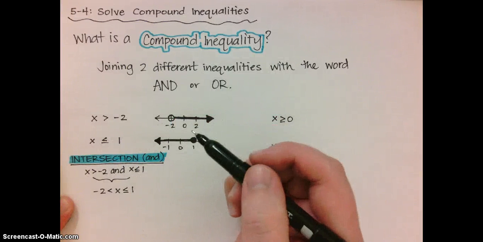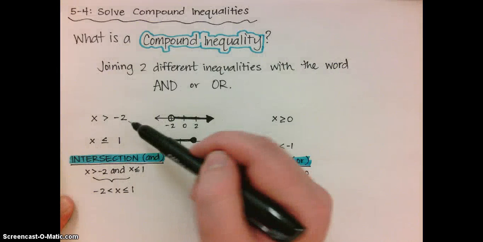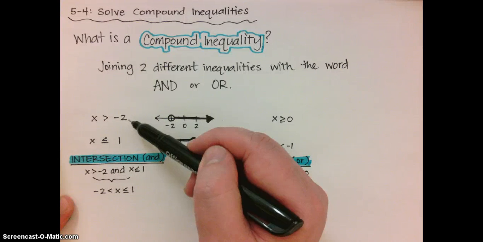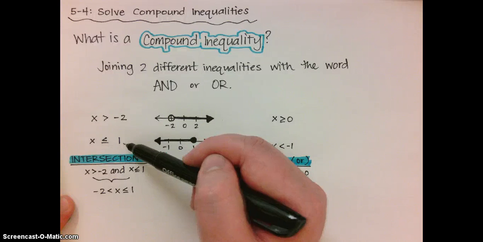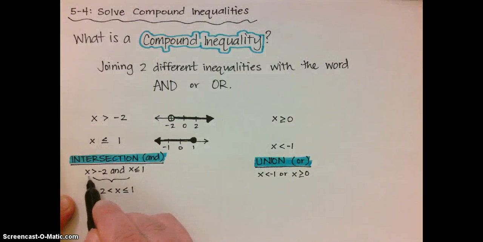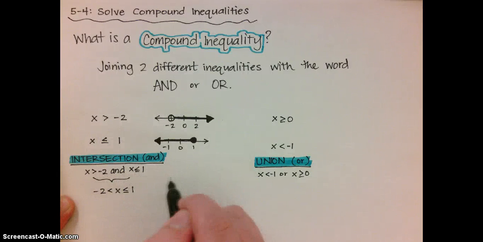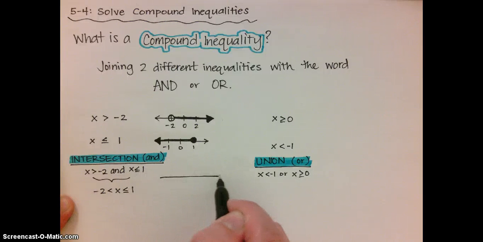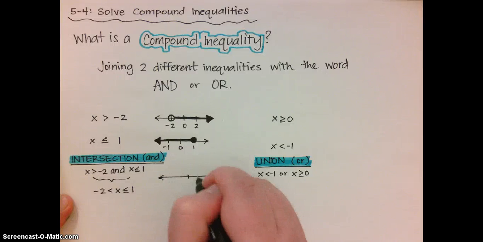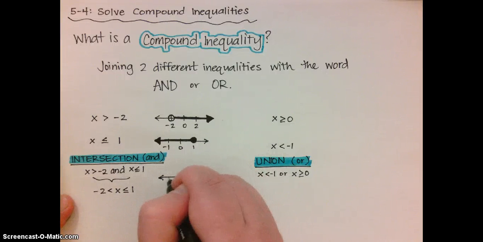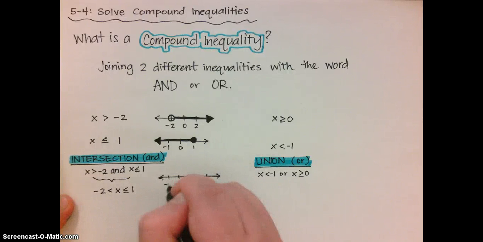Now, the intersection of these two inequalities means if I'm going to graph the inequality x is greater than -2 and x is less than or equal to 1, it would look like this. That's like me putting them both on the same number line and seeing where they intersect, what is similar with all of them.